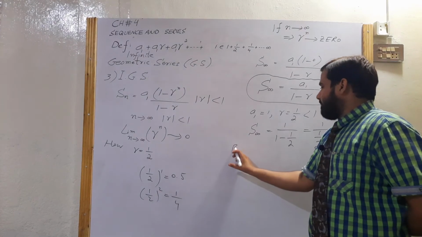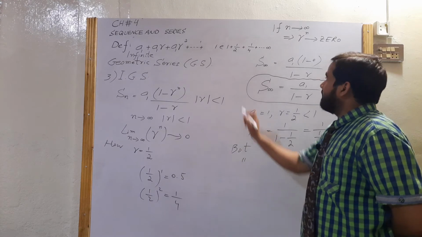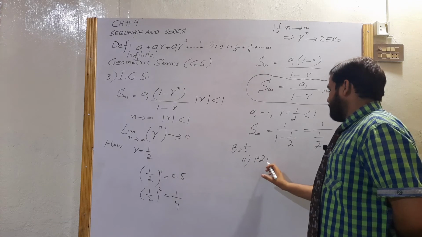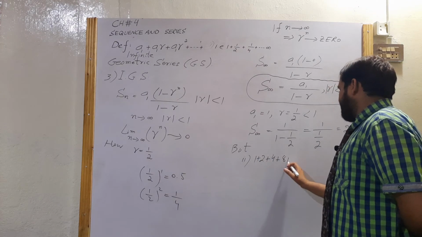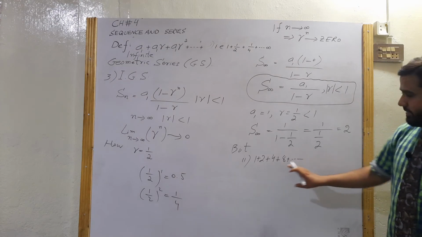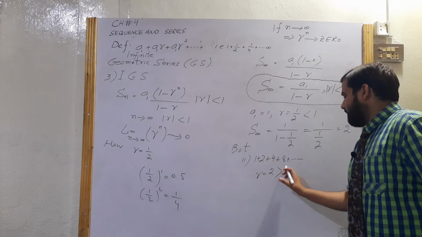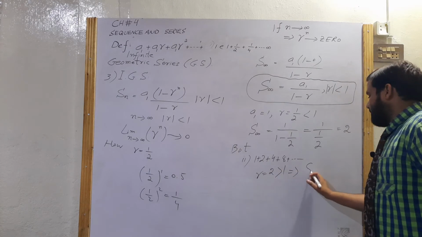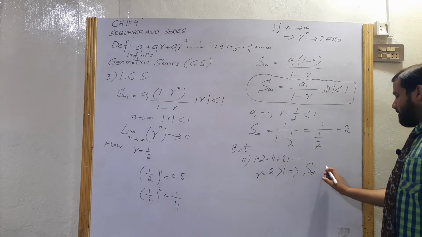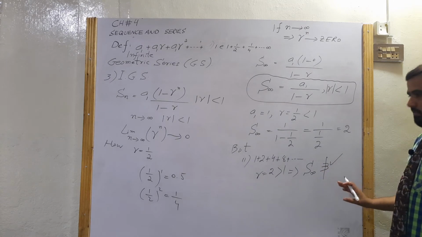But for example, if there is 1 plus 2 plus 4 plus 8 plus up to so on, it is also an infinite geometric series, but in this case the common ratio is 2 which is greater than 1. So, in this case the summation, how many terms are there? Infinite terms. Summation does not exist.